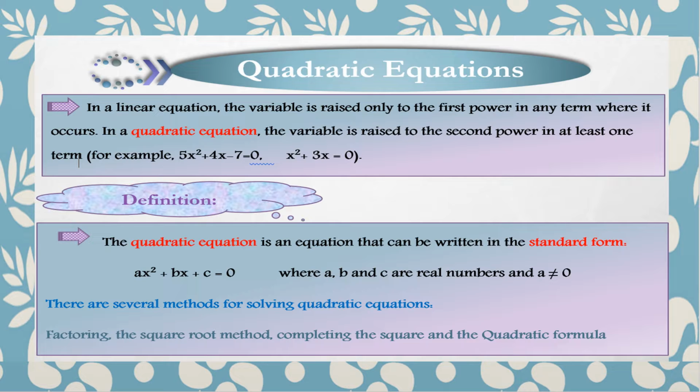Definition: a quadratic equation is an equation that can be written in the standard form, which is ax^2 + bx + c = 0, where a, b, and c are real numbers and a doesn't equal 0. There are several methods for solving quadratic equations. These methods are factoring, the square root method, completing the square, and the quadratic formula.